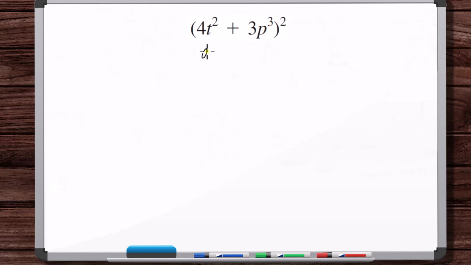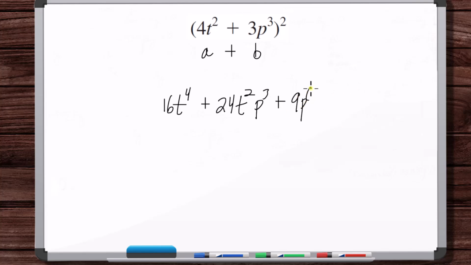Okay, here we've got a and we've got b. We can see a is 4t squared and b is 3p cubed. We're going to get this perfect square trinomial, except we're adding now. So, okay, a squared is 16t to the fourth. Now plus 2 times a times b. So 2 times 4 is 8. 8 times 3 is 24. 2 times a times b, so t squared p cubed, plus b squared, 9p to the sixth. And there we go.